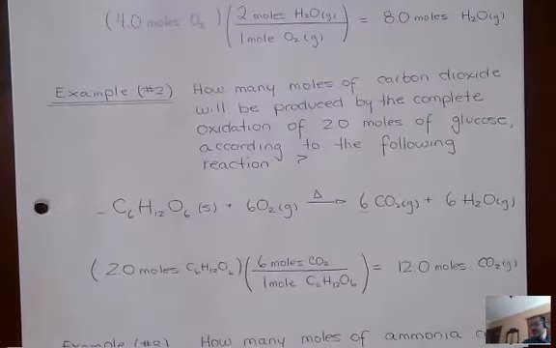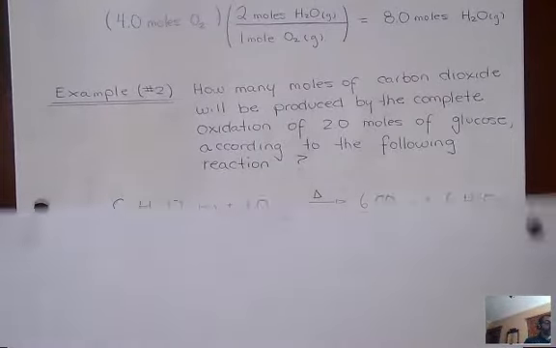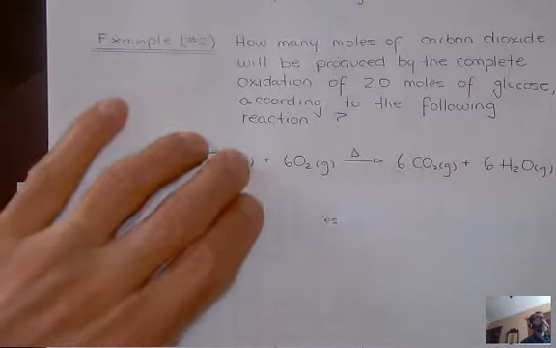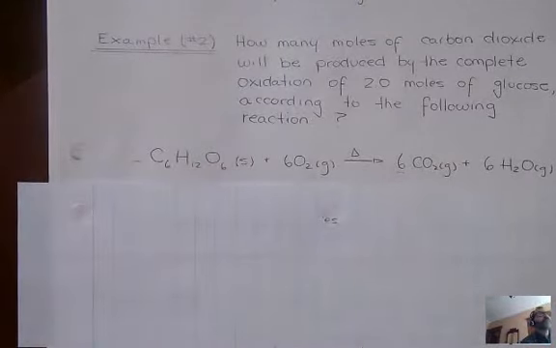Okay, so here's the second example. I'm going to block out the bottom stuff so that you don't get confused. I'm just going to go right to there. Okay. And let's move this up a little bit. How many moles of carbon dioxide can be produced by the complete oxidation, which we called in class the complete combustion, of 2 moles of glucose according to the following reaction?